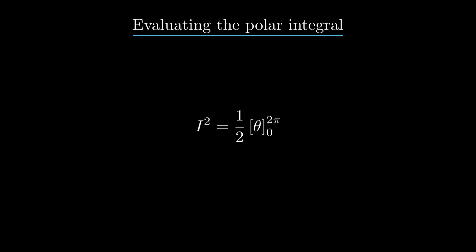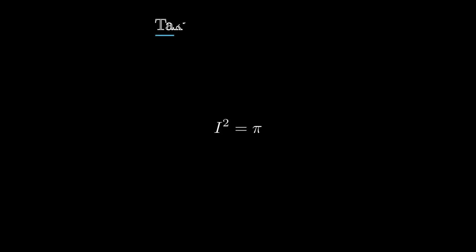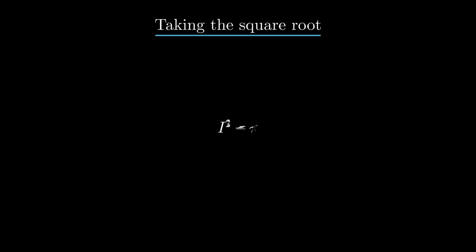The integral of 1 with respect to theta is theta, evaluated from 0 to 2 pi. Plugging in the bounds gives 2 pi minus 0. So I squared equals pi. Because the original integral is positive, I is the positive square root of pi. So the Gaussian integral over the entire real line equals the square root of pi.